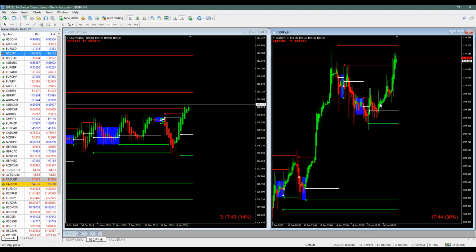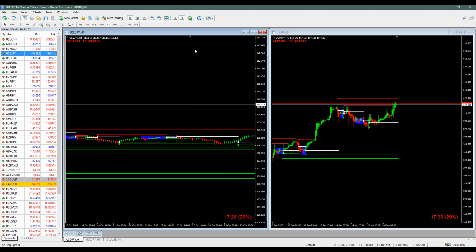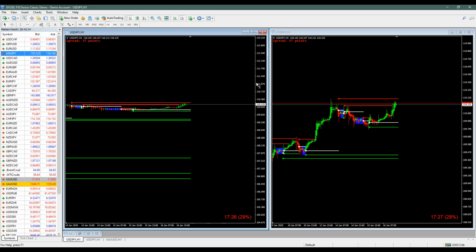This is a difficult market right here. There's a lot going on as far as how wicky the candles are. But if you are trading that, you're definitely only long. Okay, let's take a look at the hour.